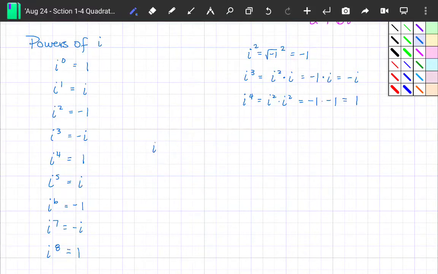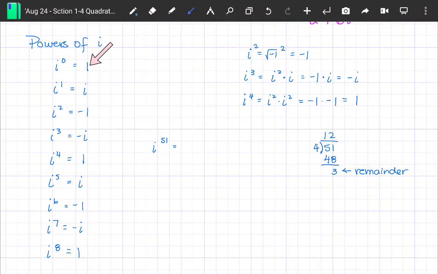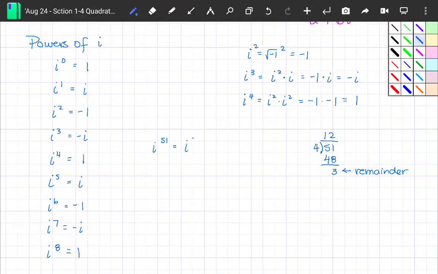Like if I wanted to do I to the power of 51. Now you could follow this pattern until you get to 51, but it's going to take a while. But what you can also do is think of 51 divided by 4, which is going to be 12, with a remainder of 3. Because every fourth power is 1, and when you multiply by 1 it doesn't matter. Just look at the remainder. I to the power of 51 is the same thing as I to the third power, and we know, looking at this table, that I to the third power is -1.